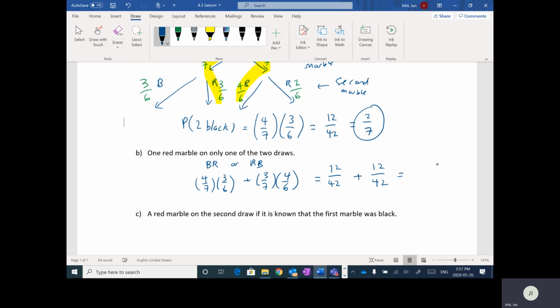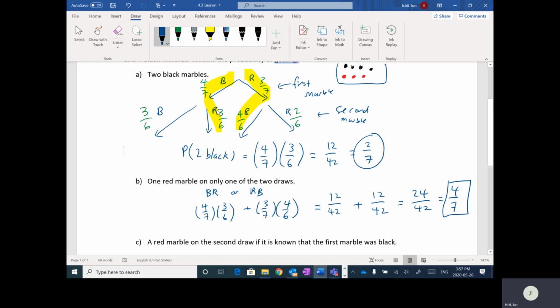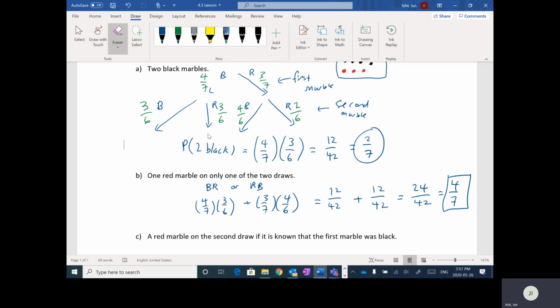So when we add these together, it's out of 42. It's 24 out of 42. All right, and that reduces, we divide by 6, so 4 out of 7. Okay, so the probability there would be 4 out of 7. Okay, so to get only 1 red marble, you're either going to go black then red, so you multiply those together, or you can go red and then black. All right, cool. So I'm just going to keep erasing these highlighted things. It's going to change. All right.